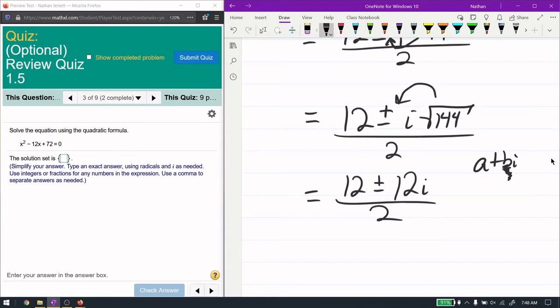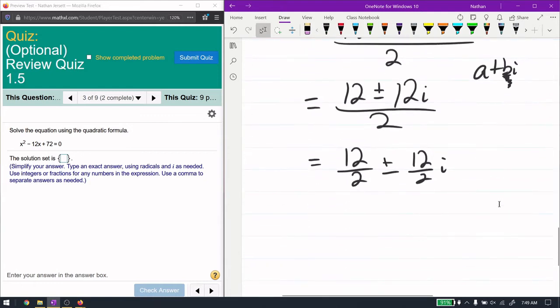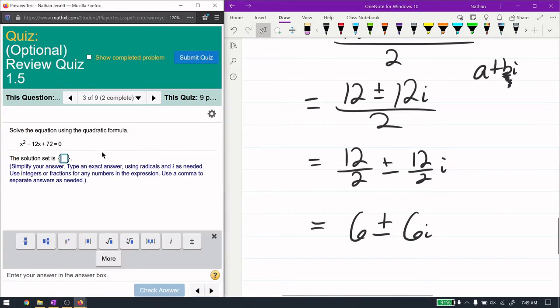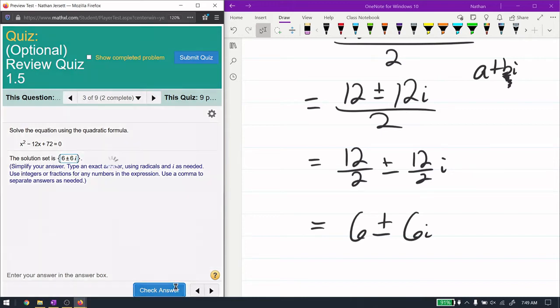Okay, and this can be simplified down into 12 over 2 plus or minus 12 over 2 i, which of course is just 6 plus or minus 6i. So there are the complex solutions. We have 2 of them, which you should expect. And that's correct.